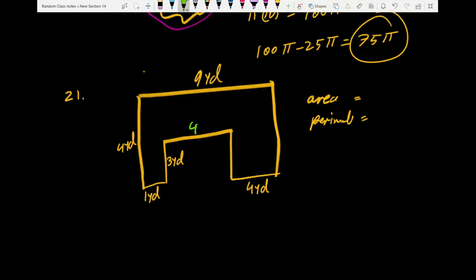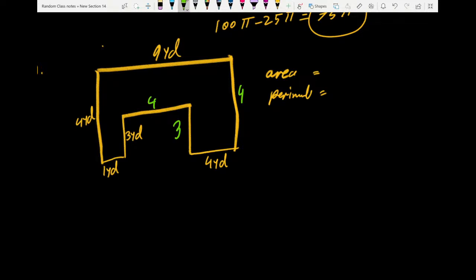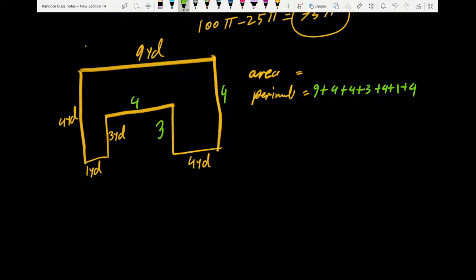This is 3, because that's also 3, and that's also 4. Is that it? Oh, that problem is super easy. The perimeter would be 9 plus 4 plus 4 plus 3 plus 4 plus 1 plus 4. 13, 17, 20, 24, 25, 29. 29 yards. What about the area?